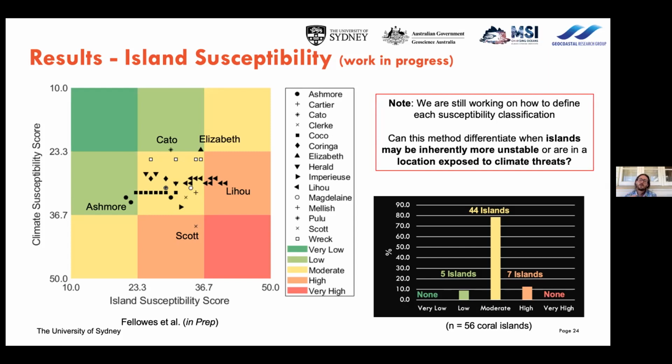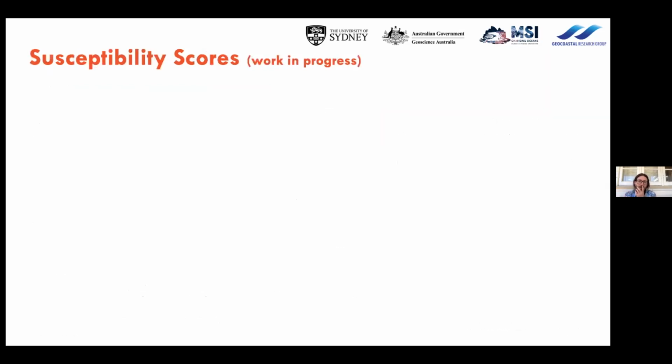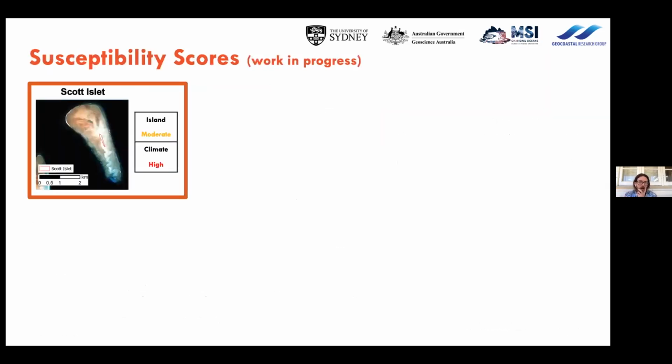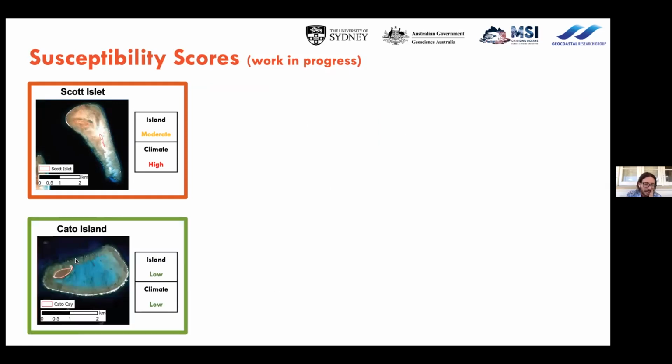But there are some patterns. So what I'm going to do now is look at a high and a low rated island and characterize the conditions there to make it more tangible for everyone to understand. So Scott Islet, you can see it just here in the middle. It's more like a sand spit but it's been there for a while, so they classify it as an island. And then Cato Island just here, which is a nice vegetated island. And you can see we have a moderate and a high classification and a low and a low. So instantly we know they're a bit different.